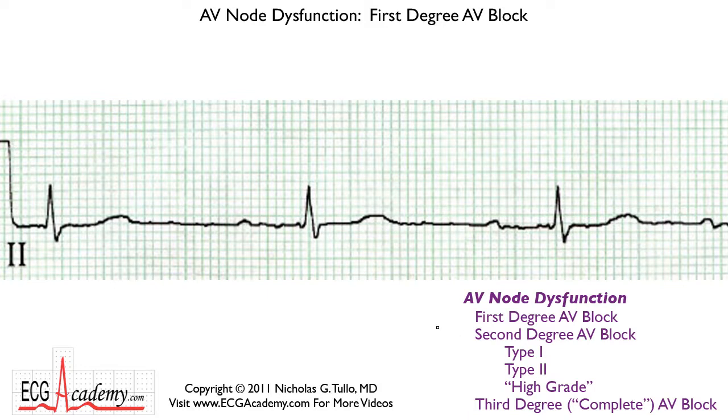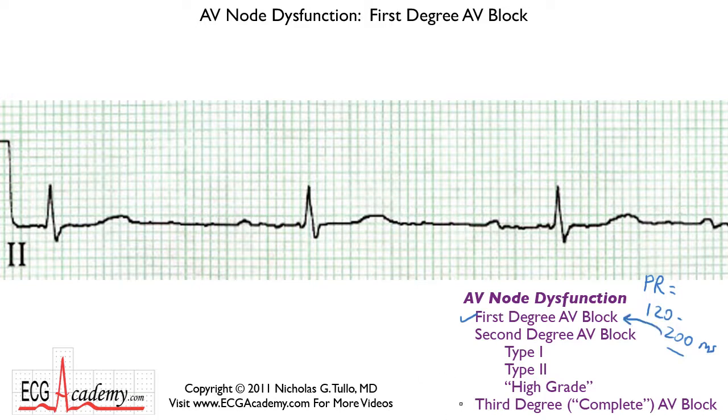Just to review, the categories of AV block include first degree, where all the P waves conduct, it just takes a little bit longer. What's the normal PR interval? The normal PR interval should be 120 to 200 milliseconds. So anything longer than 200 milliseconds means that first degree AV block is present.